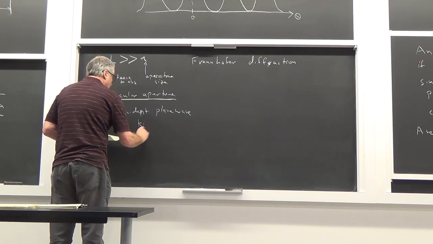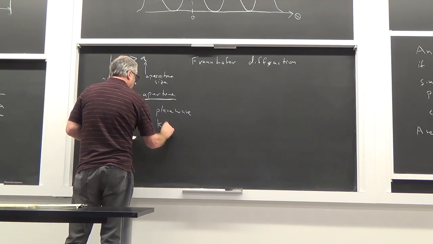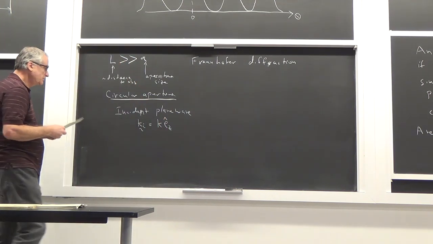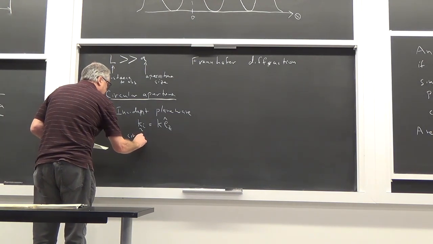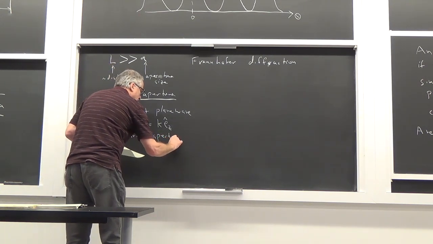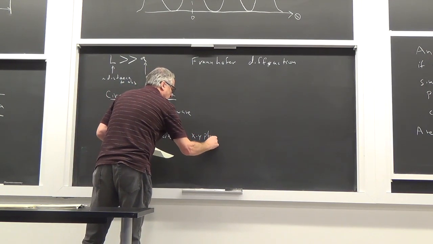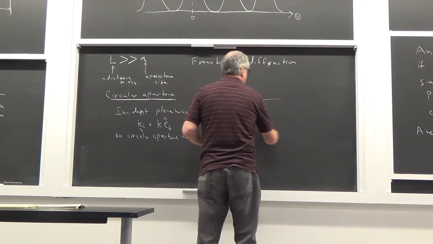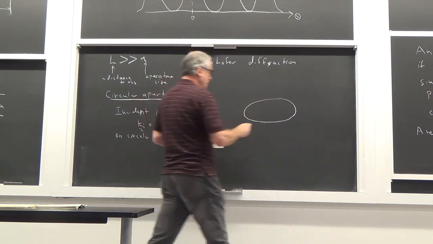With a wave vector k sub I that has some magnitude k, and let's assume that it's going in the z direction. And we're going to let this hit a circular aperture in the xy plane. So the idea is we have a circular aperture here in the xy plane.